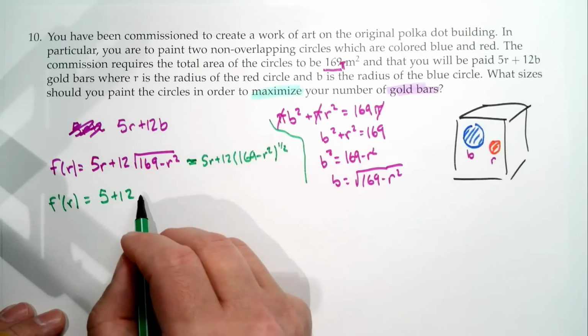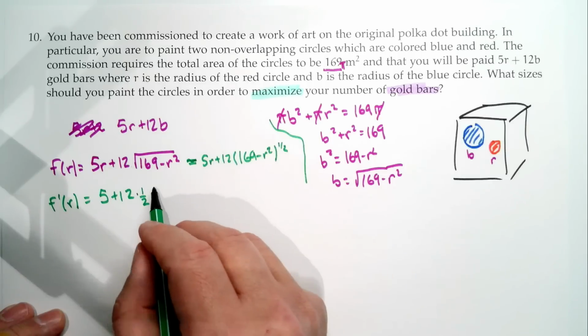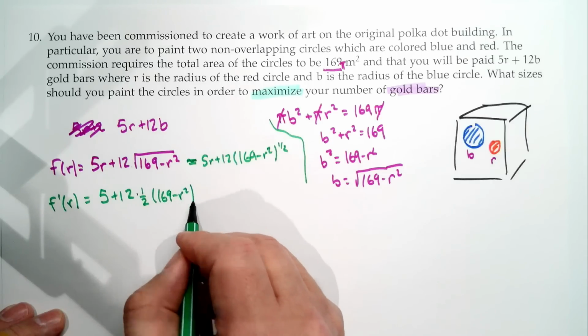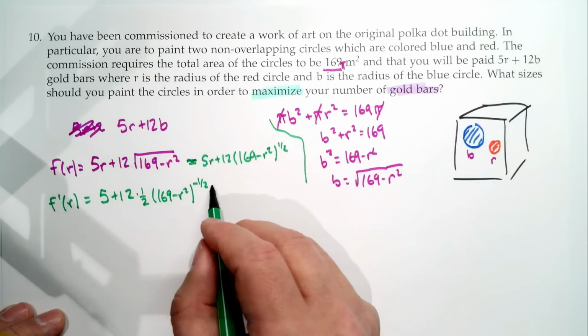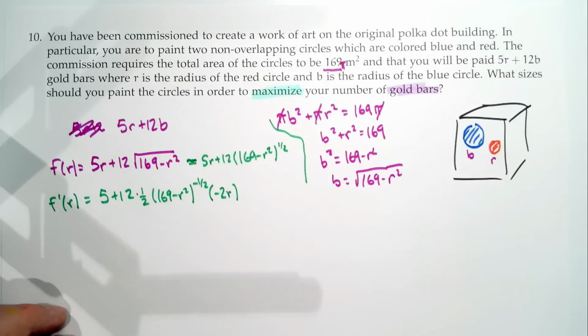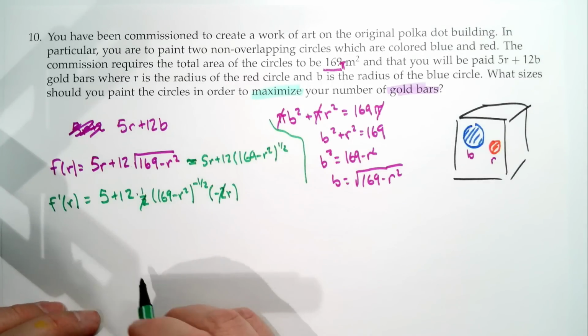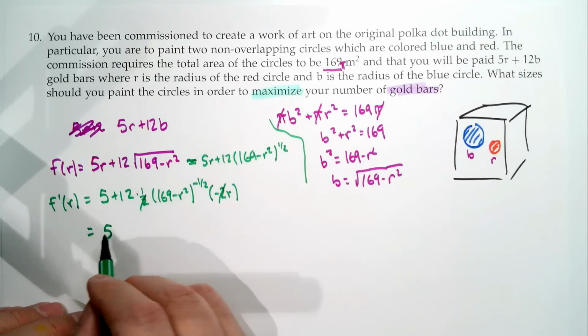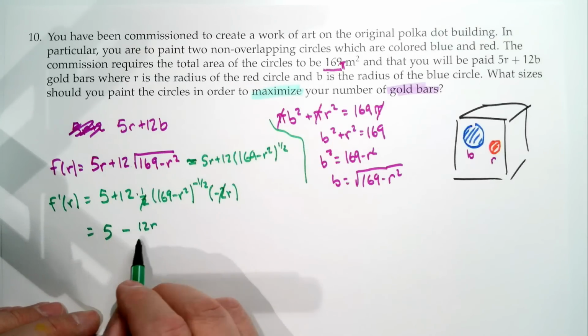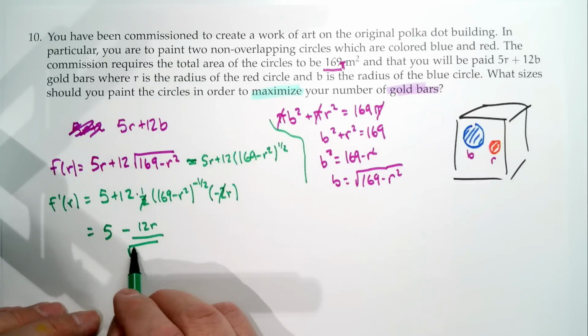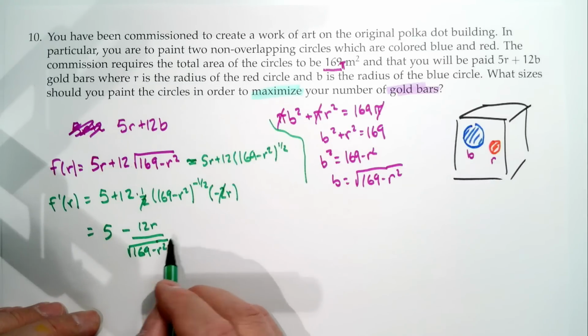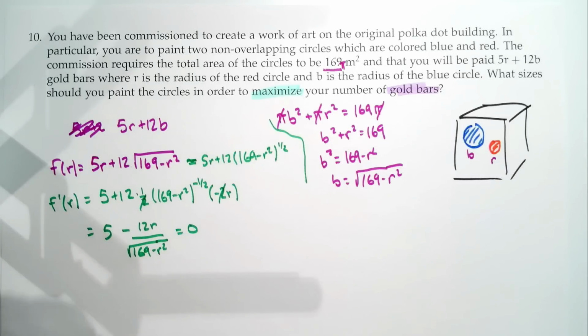So when we take the derivative, the 1/2 comes down. It becomes 169 minus r squared to the minus 1/2. And don't forget to multiply by the derivative of the inside, negative 2r. So here's the derivative of our function. Well, the 2 and the 2 cancel there. So we end up with 5 minus 12r upstairs and the square root of 169 minus r squared downstairs. And we're going to set this equal to 0.